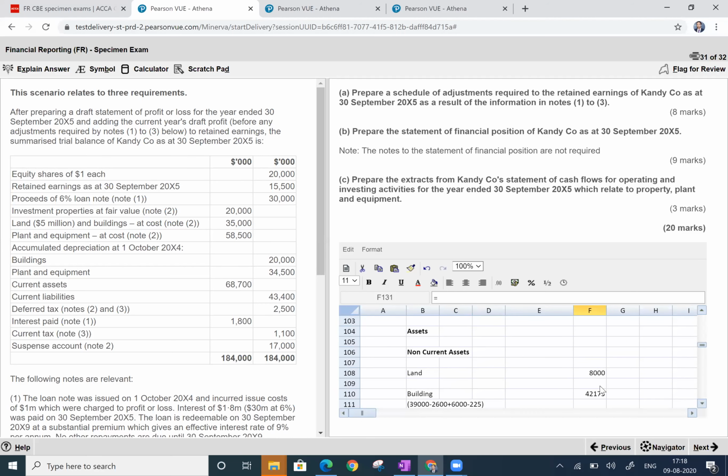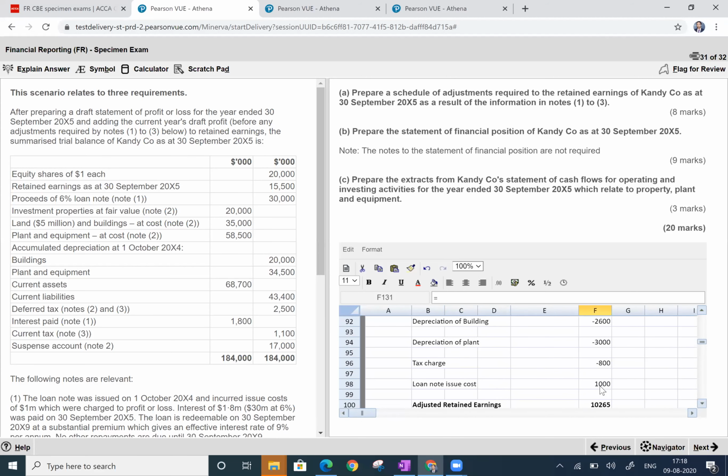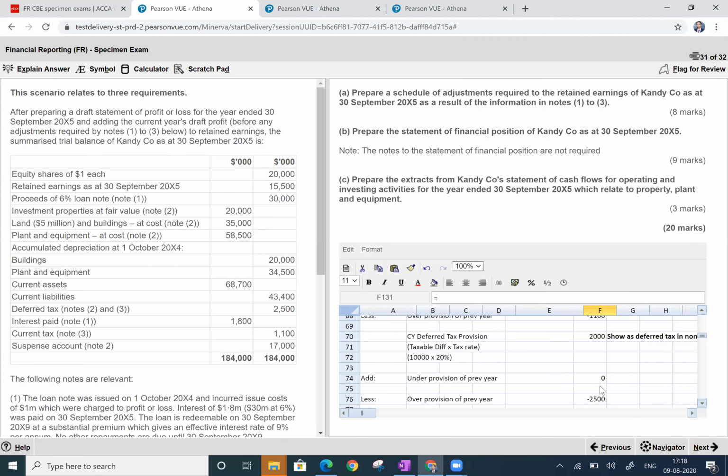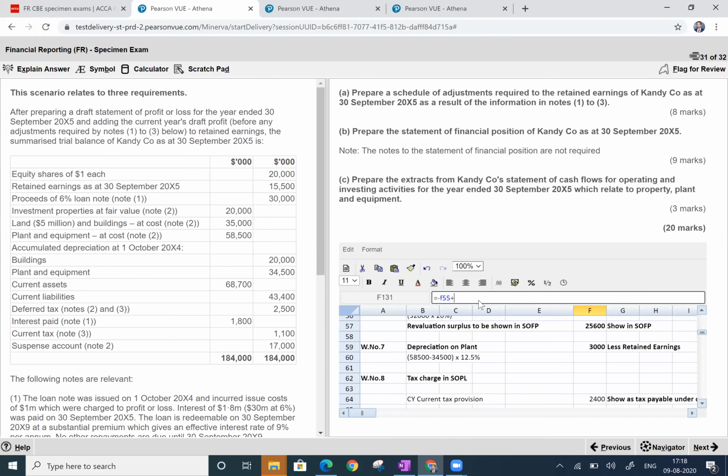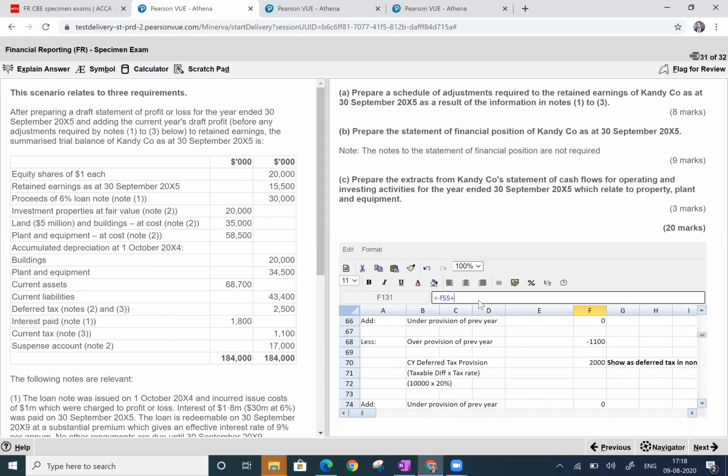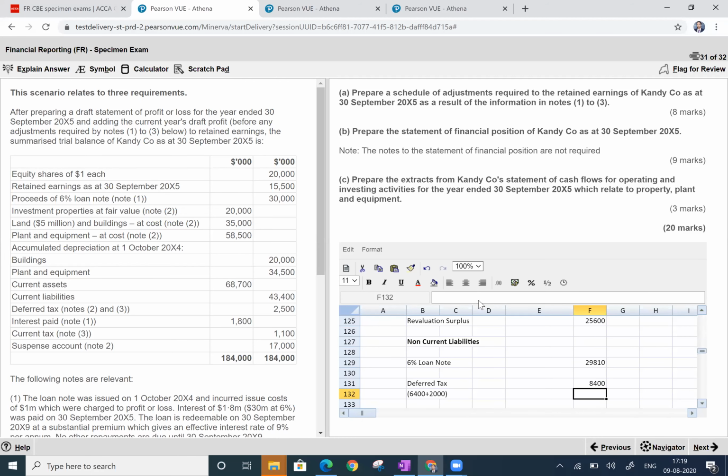You write equal to, and give reference to that particular cell. That is F55. Since it is minus, I'm writing F55 plus 2,000, which is in F70. This is what the examiner has to be given. How did you get this 8,400? When he checks, he or she will see F55 and F70 and will know that. Deferred tax is over. Now next one, current liabilities.